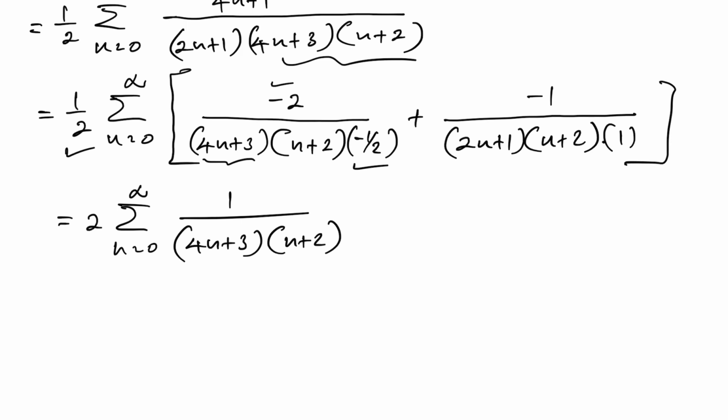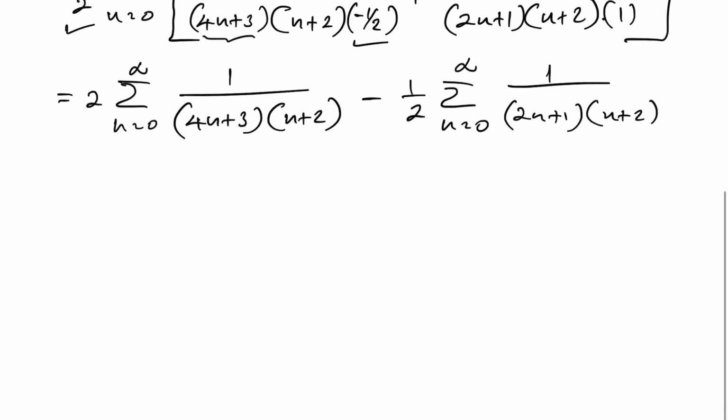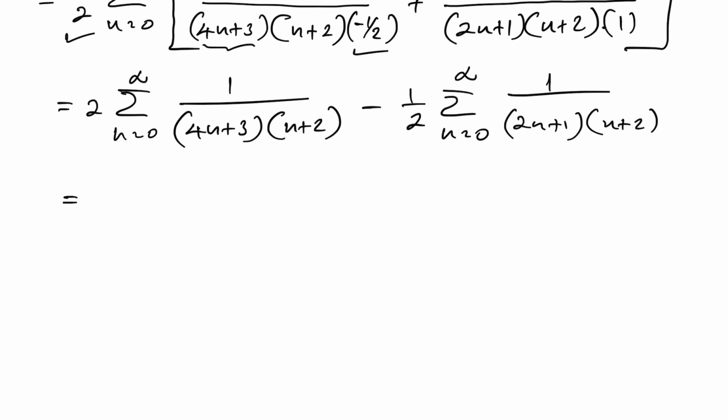then for this sum here minus 1/2 infinite sum n equals 0 to infinity 1 over 2n plus 1 times n plus 2. Then as a next step, here I'm going to take this 4 as a common factor.